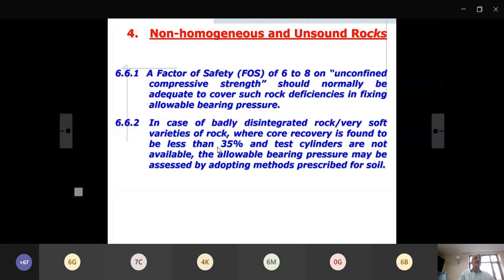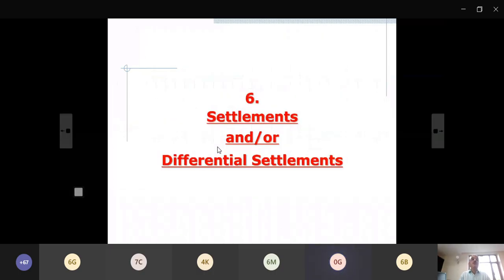Okay. So first part, I hope it is clear now how we calculate the bearing capacity in case of open foundation. All this is in context of open foundation. Now go to settlements, because as we said, from both considerations, settlements and differential settlements. What do we do there?